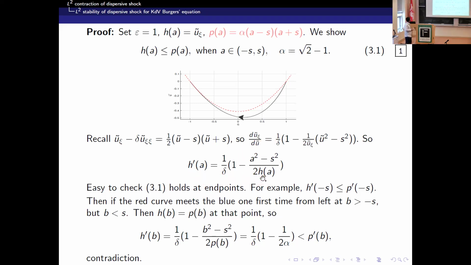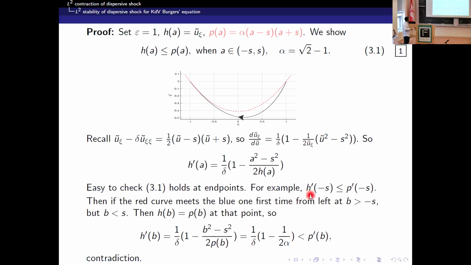Okay, then what we want to show, we want to show HA is below PA. So H is the black and the P is the red. So the black curve is below the red curve. Red curve is quite simple, it's just a parabola. You first need to check the endpoints. It's very easy to say HA and PA are the same at A equal to S and negative S. But you need to check the derivative. And that part is not hard. I will leave it to you.